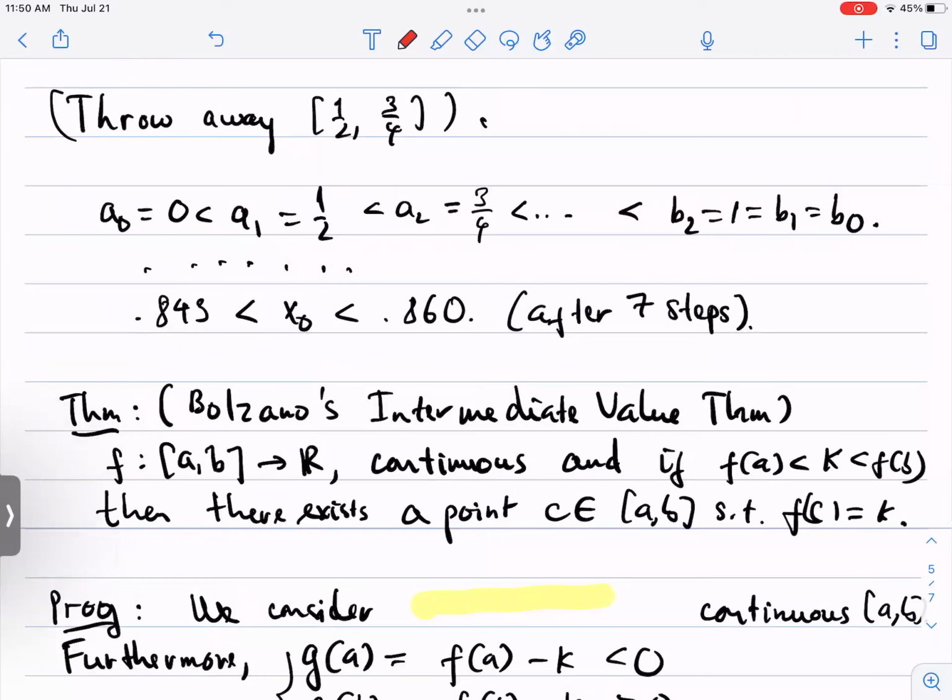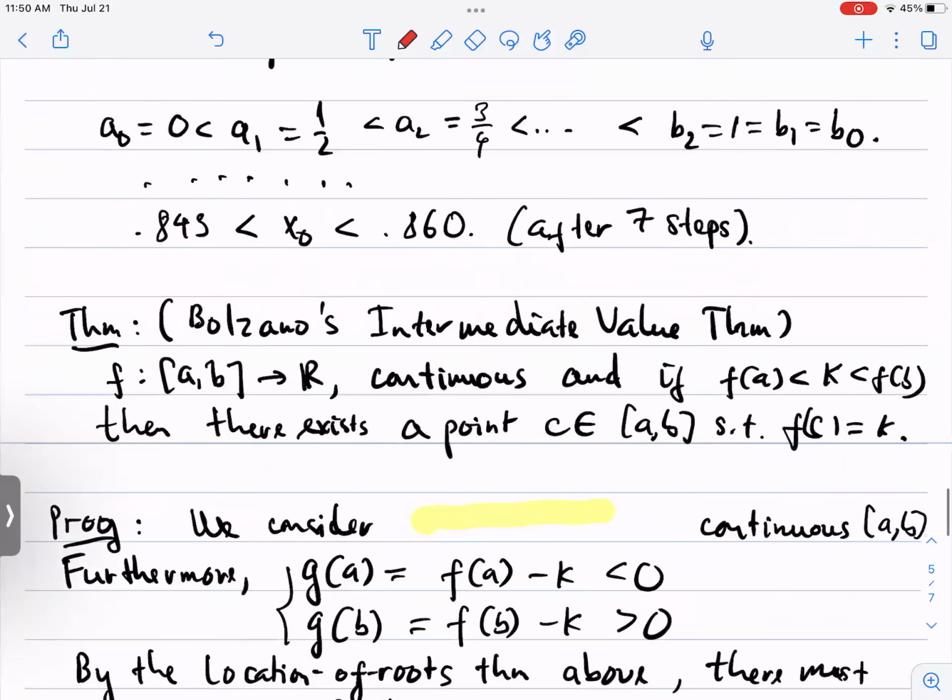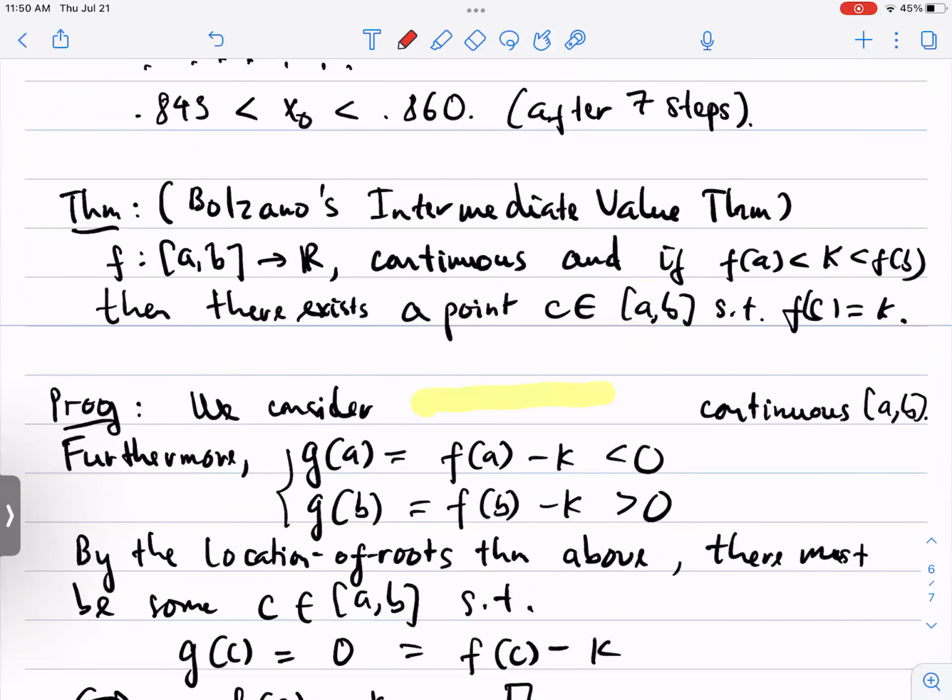And this is actually how a numerical calculator gives you a numerical answer to several equations. So now we can repeat the Bolzano intermediate value theorem and prove it.